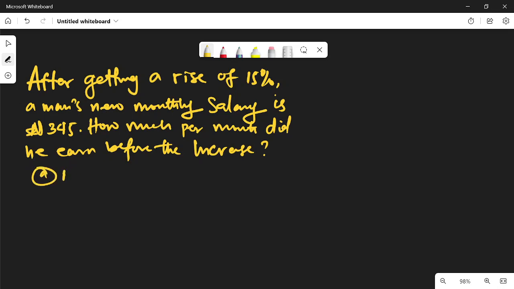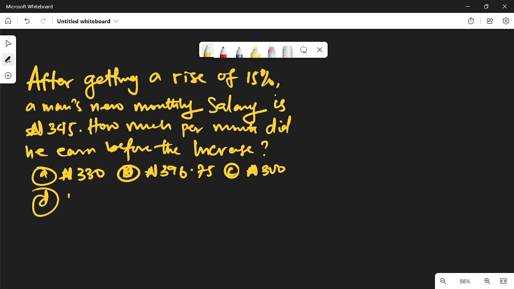Option A, 330 naira. Option B, 396 naira 75 kobo. Option C, 300 naira. Option D, 293 naira 25 kobo. Option E, 360 naira. So how do we go about this?